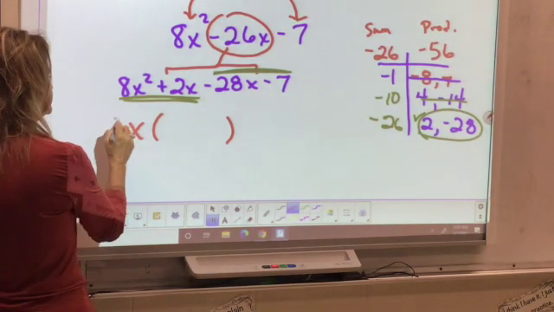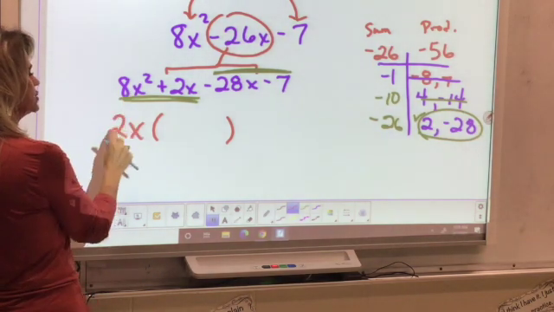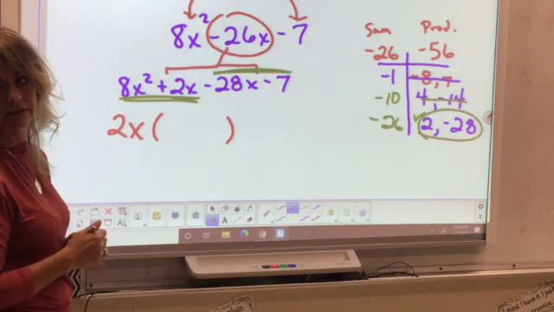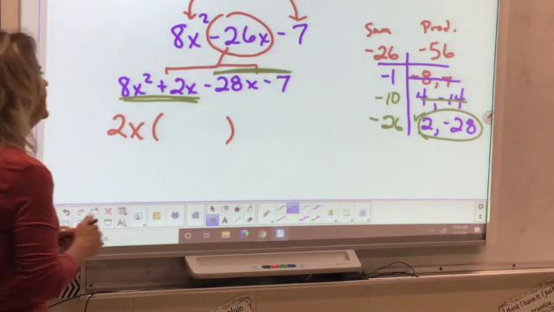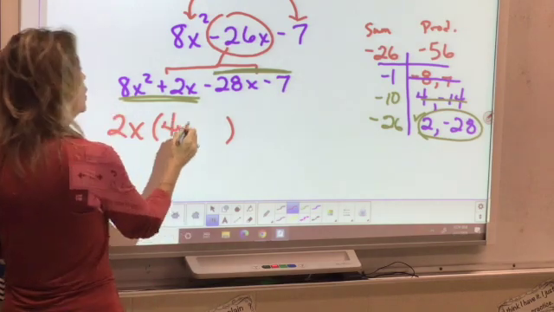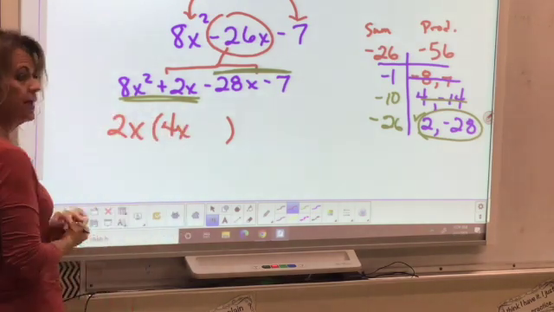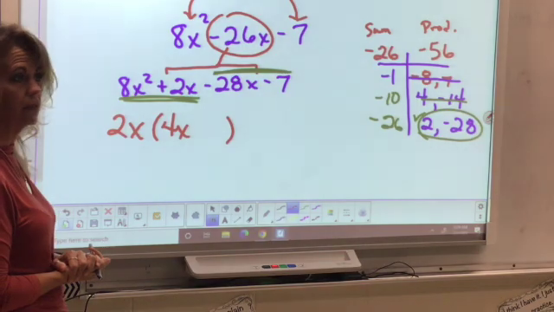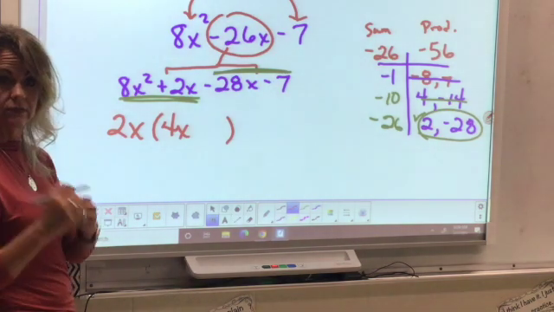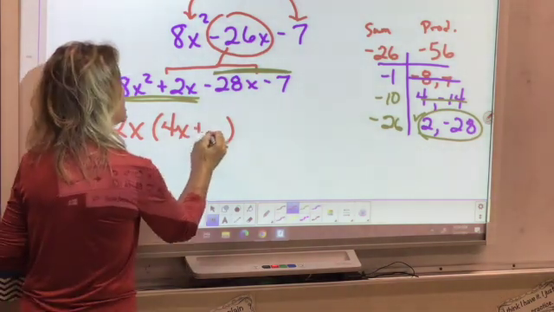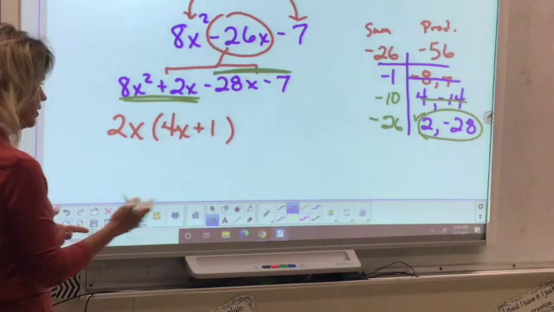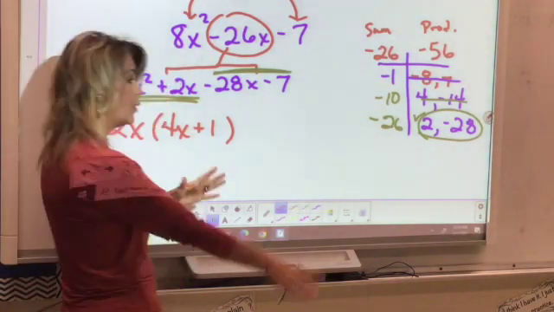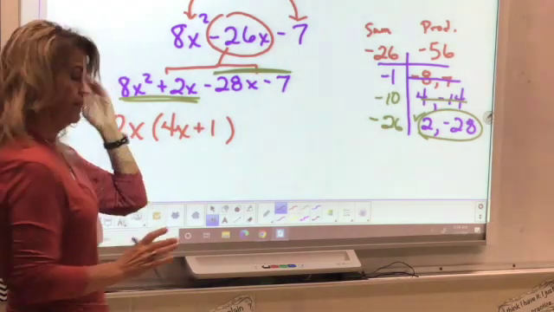2. So, what's 8x squared divided by 2x? That's okay, I'll wait. 4x. Thank you. What is a positive 2x divided by a positive 2x? 1. Very good. It's a positive 1. Yes? Okay. So now is a very big deal.